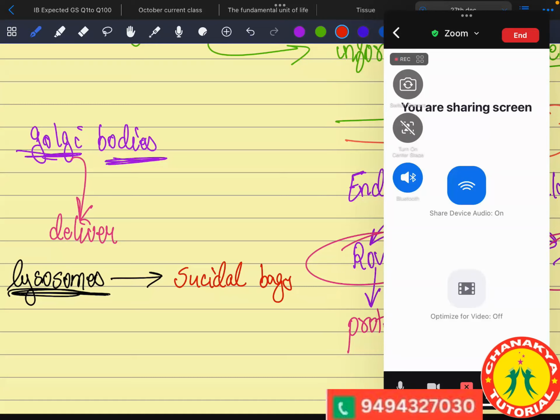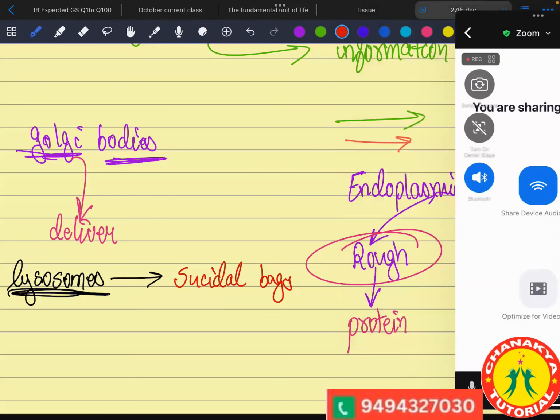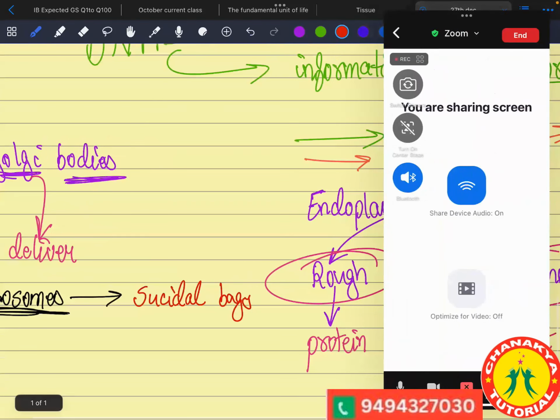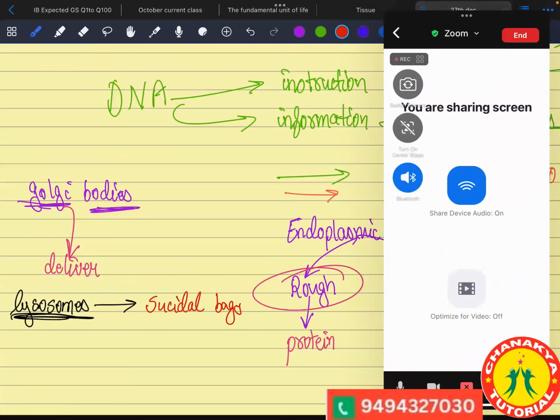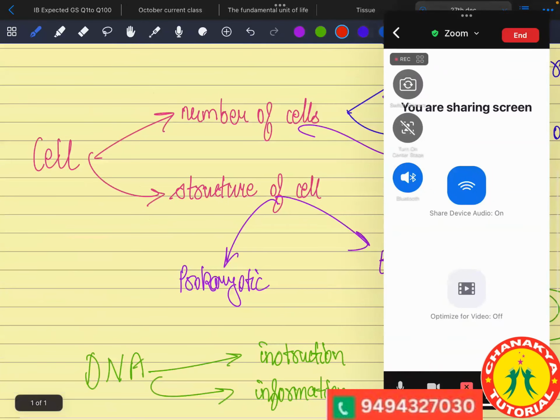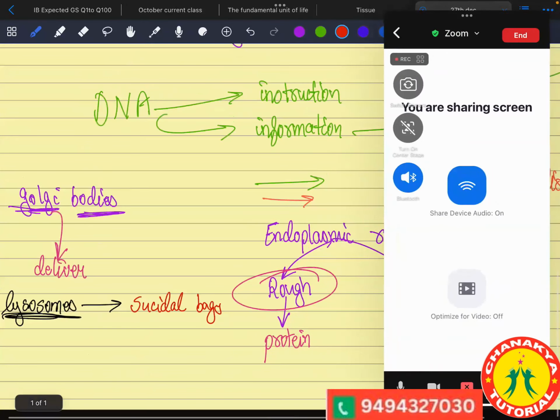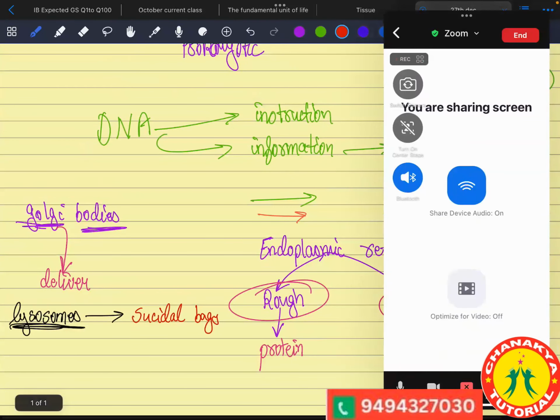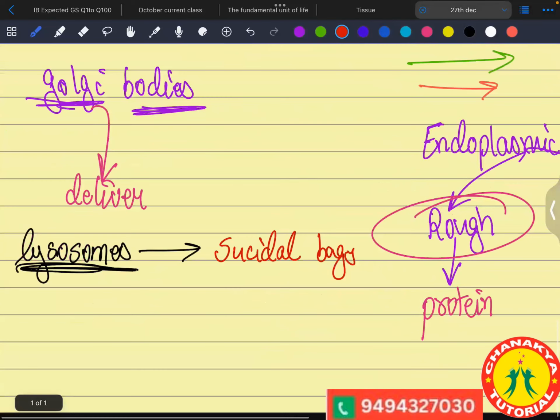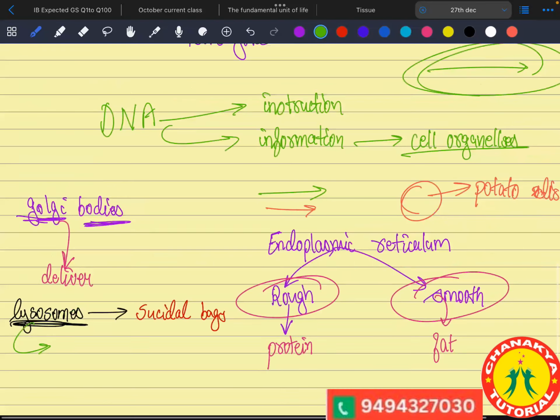Yes, it has the power to kill a cell, correct? What can it kill? Itself. It can kill itself. Lysosomes are sac-like structures, and when they get filled up, they kill themselves so that the newer cells are healthy.